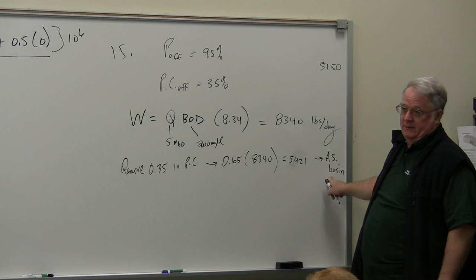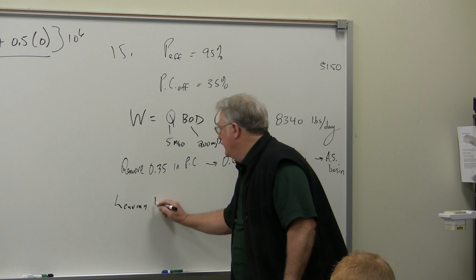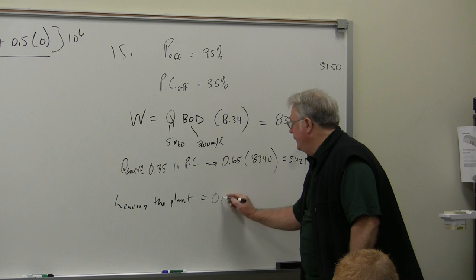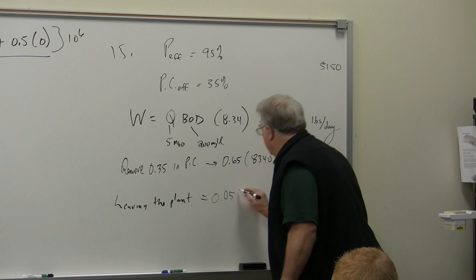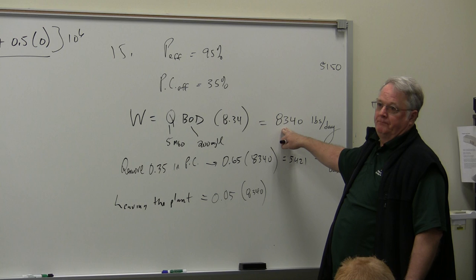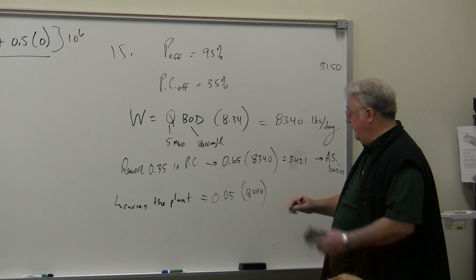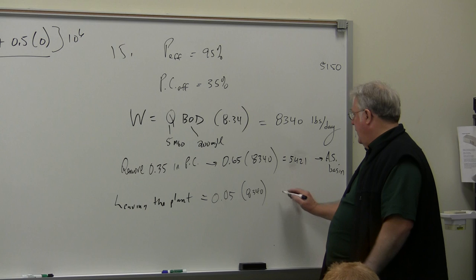Okay, what leaves the plant? How much leaves the plant? We get 95% total removal, right? So 5% is going to leave. So 0.05 times the 8340 that comes in. If I take 8340 and multiply by 5%, I get 417 pounds per day leaving the plant.